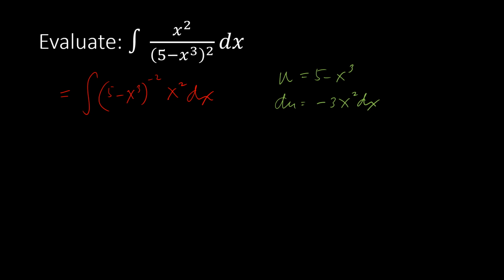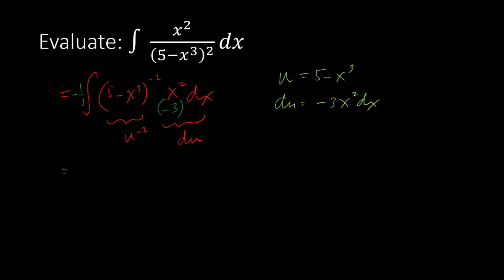Alright? So, our du is negative 3x squared dx. We only have x squared dx. It lacks negative 3. Let us introduce negative 3 inside, and then multiply it by negative 1/3. So, we have here u raised to negative 2, and the entire thing here is your du.